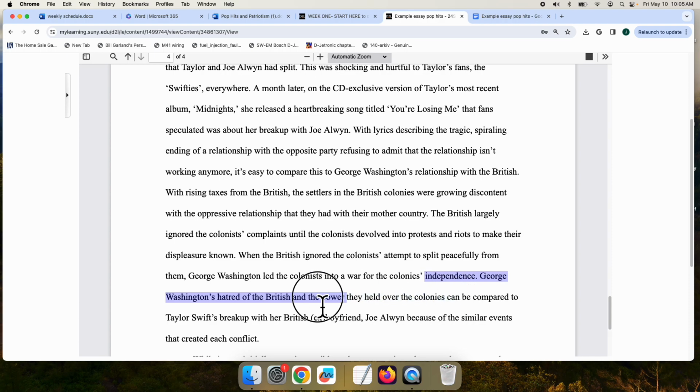George Washington's hatred of the British and the power they held over the colonies can be compared, there's our transition word, to Swift's breakup with her ex-boyfriend Joe Alwyn because of the similar events that created the conflict. So, notice the similarity here that both George Washington and Taylor Swift went through these devolving relationships that started out amicably, even symbiotic. There were a lot of benefits for both: creativity for Taylor Swift and Joe, and trade for Washington and Britain. But things fell apart, and they ended up in messy, disastrous consequences.